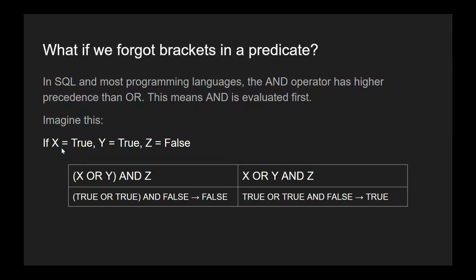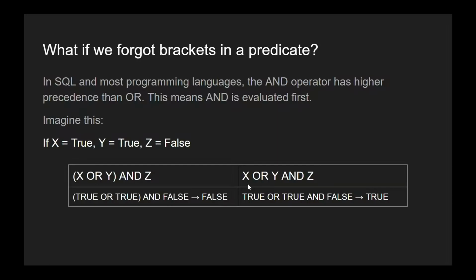For example, X is true, Y is true, Z is false. So we just need to substitute all these things here. X is true or Y is true, these two things will be evaluated into true. And Z is false, right? So true and false is false.